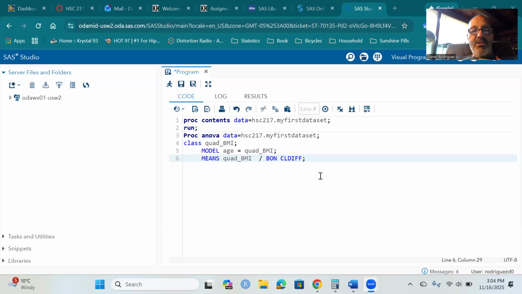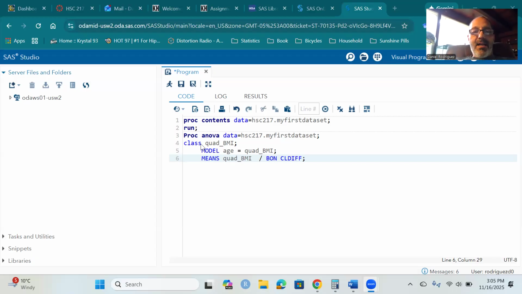So let's talk about the structure of this code. It's proc ANOVA, the procedure. My data set is located here. This is my library, and this is the data set. I use a class variable. A class variable tells me that I have this division by the four levels of BMI. So I classify people by the different levels of BMI.